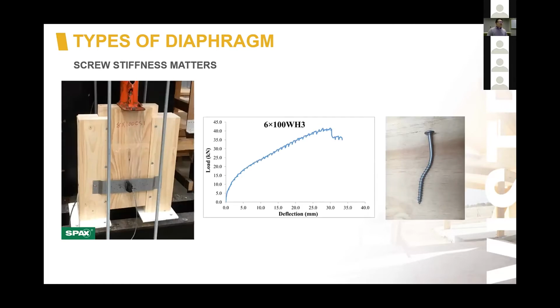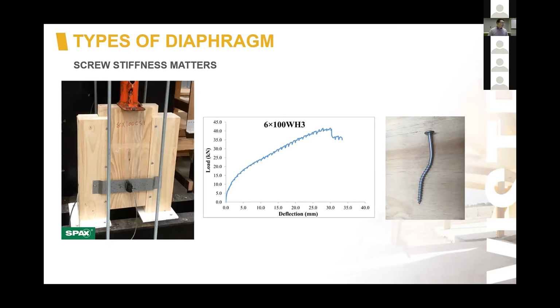So why is this important? So screw stiffness really matters, and it makes a big difference on the actual overall performance of the floor plate. So this is actually a test that I witnessed a couple of years ago with SPACs, and we're just doing some very simple tests on screw deformation. And you can see on the right-hand side there the image of the screw. It's elongated and deformed quite a lot. So it's behaved in a very ductile fashion, and that's actually a very good sign for overall diaphragm performance.